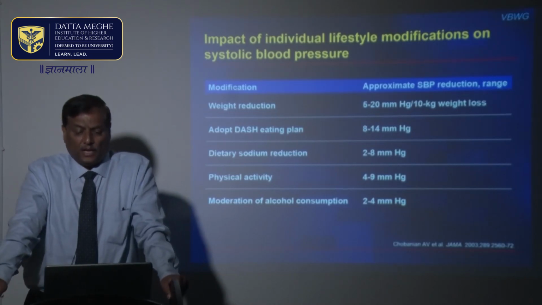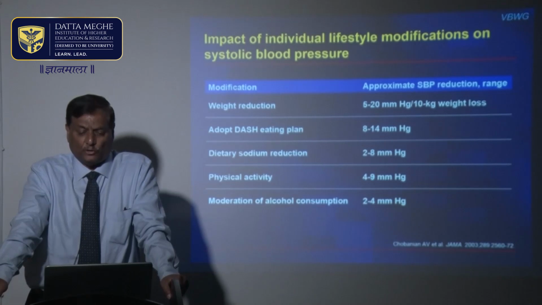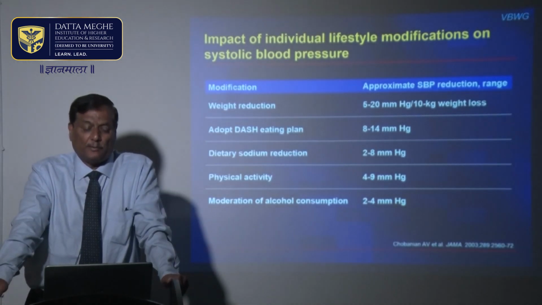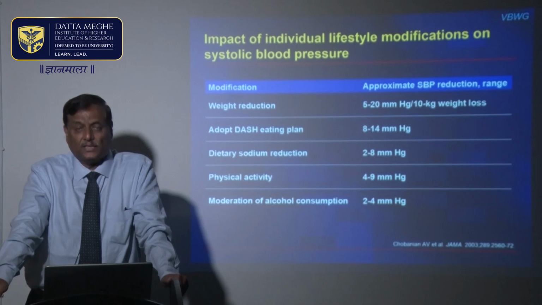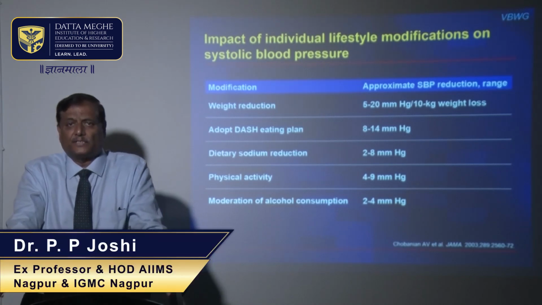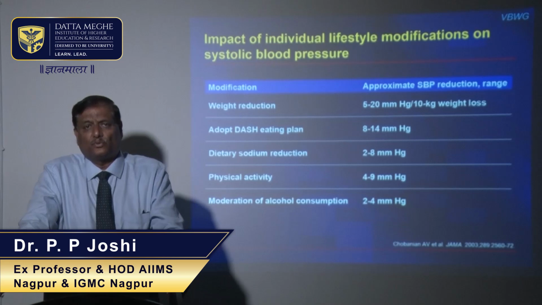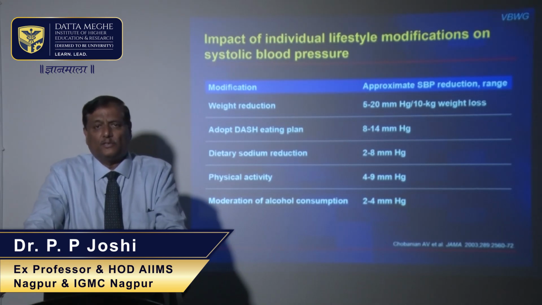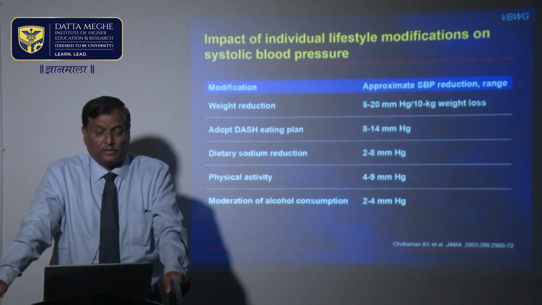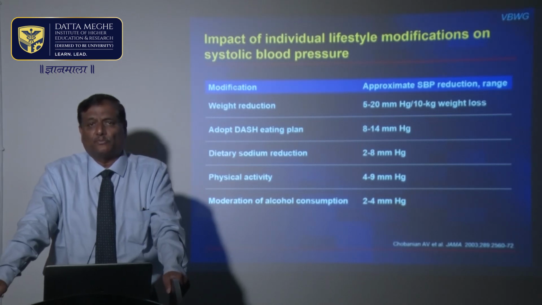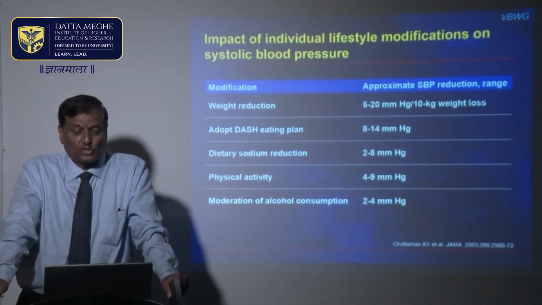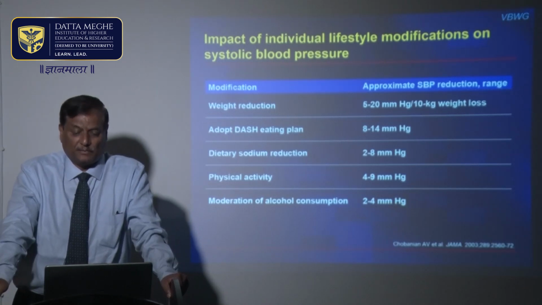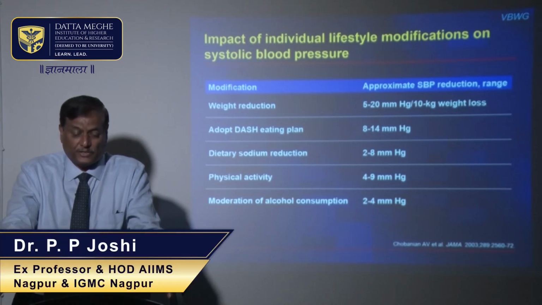Weight reduction can reduce blood pressure by nearly 5 to 20 millimeters of mercury. We have to adopt a DASH eating pattern. What is DASH? It is dietary approaches to stop hypertension, which consists of taking fruits and vegetables, about half a kilo of fruits and vegetables per day, decrease in dairy food, and also decrease in salt intake. This is what is known as the DASH eating pattern, which can reduce systolic blood pressure by nearly 8 to 14 millimeters of mercury. Dietary sodium restriction itself will reduce blood pressure by 2 to 8 millimeters of mercury.